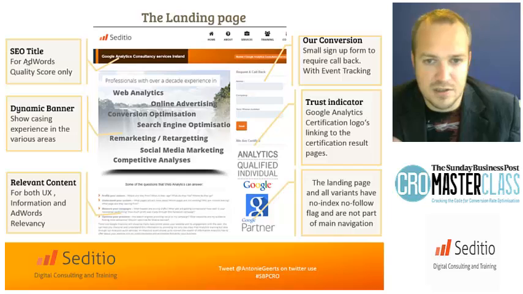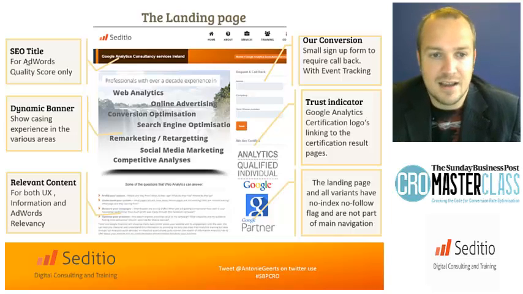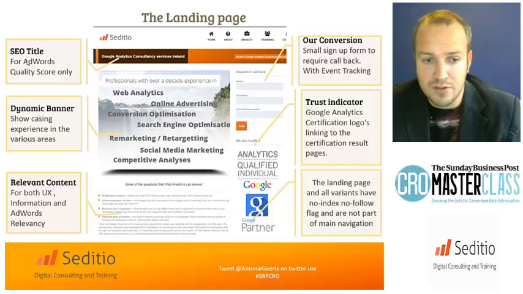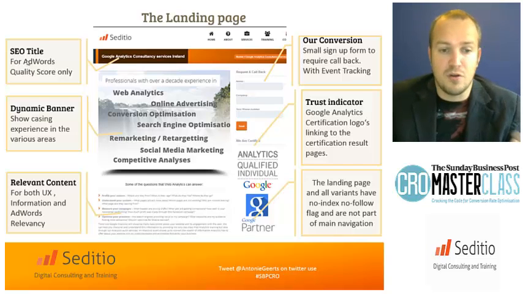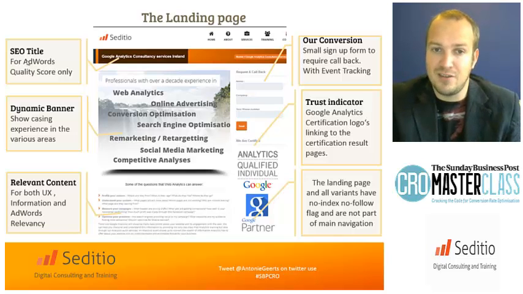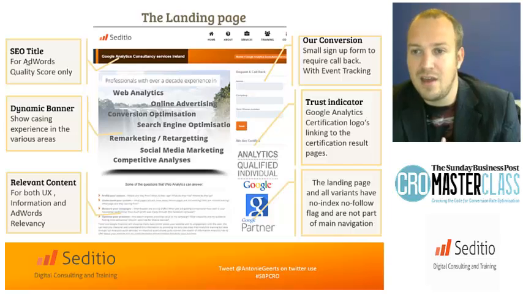As you can see, just a couple of notes. We have an SEO optimized title: consultancy services, Ireland, Google Analytics. It's a header tag. We have a dynamic banner just showcasing some of the keywords that we're doing. Some relevant content, both for the user experience, but also in terms of AdWords, to make sure that the ad copy is relevant to the content of the page for your quality score. And of course our conversion.